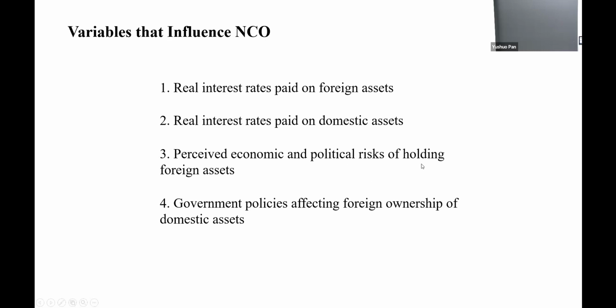Perceived economic and political risk of holding foreign assets, and government policies, for 3 and 4, they talk about policy. So it's kind of the same as goods, the trade, right? If the policy is stable, people prefer to invest here because there is less risk, which means higher stability of returns. But if the policy is unstable in that country, people don't want to invest in those kinds of countries, because you don't know if you can get your money back because of the political instability. So 2 parts are the interest rate and the other 2 parts are policies.